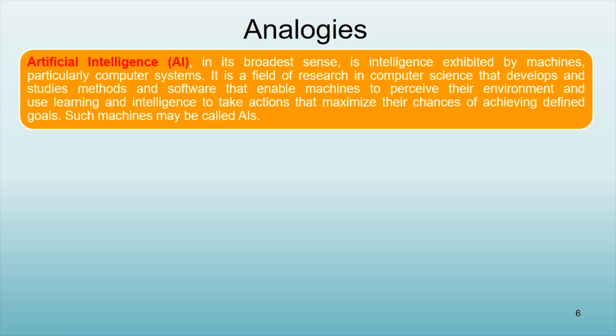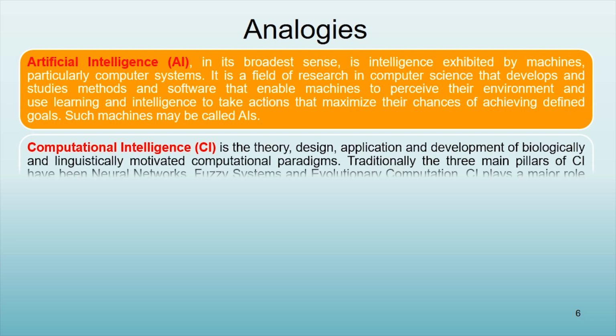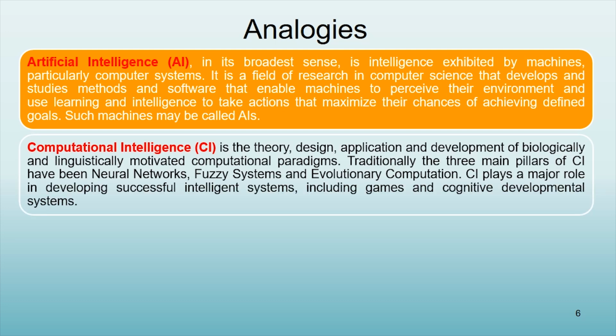Now there is another term in the literature, called computational intelligence. What is it? It is nothing but the design and development of biologically as well as linguistically inspired computational paradigms. The three are neural networks, fuzzy logic and evolutionary computation. Neural networks and evolutionary computation are biologically inspired models, whereas fuzzy logic is the linguistically inspired model. Overall, this kind of computational intelligence has been well applied to gaming and cognitive development systems.